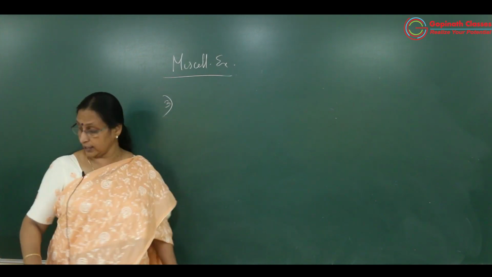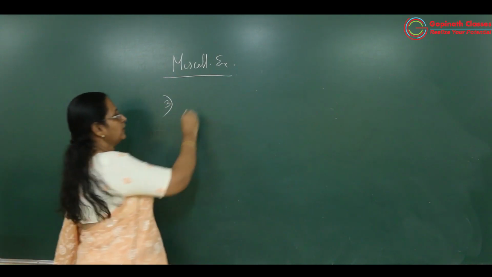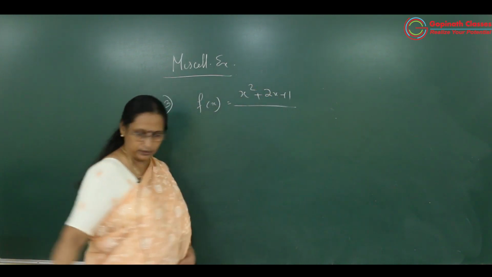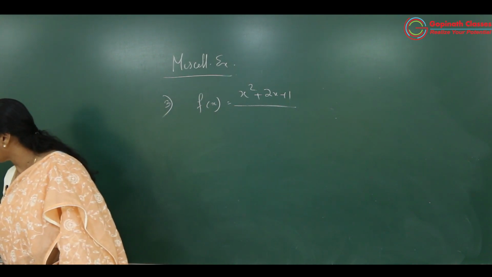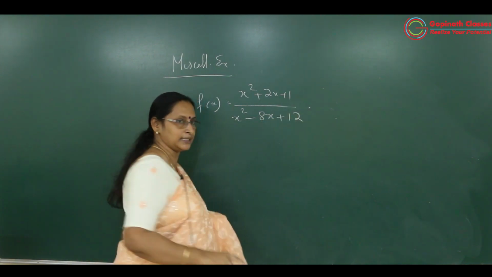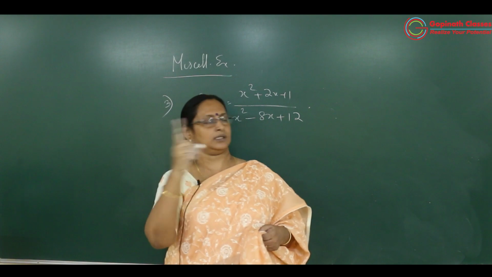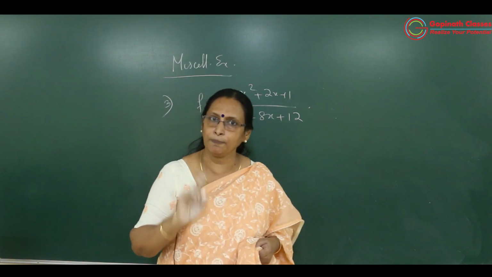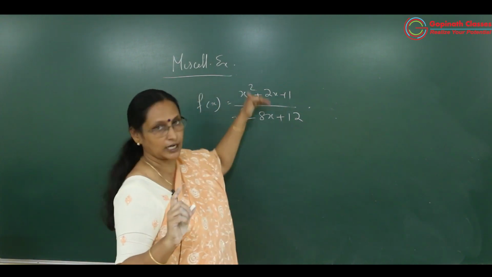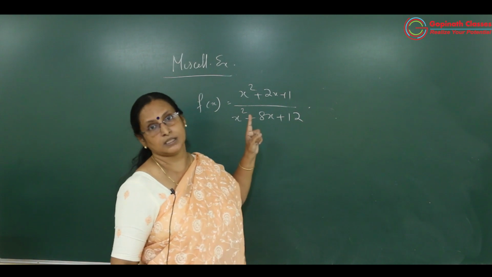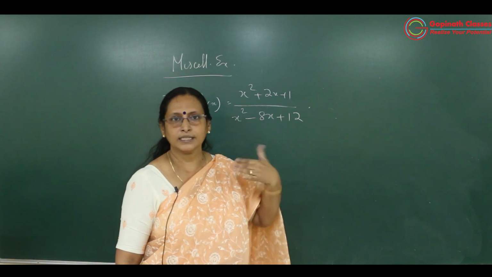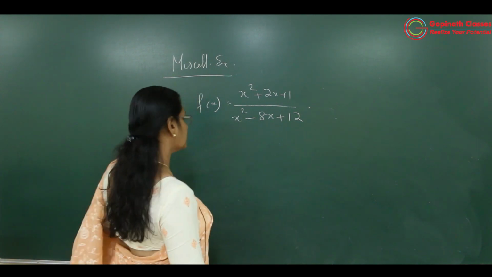Third question is find the domain of f(x) is equal to (x squared plus 2x plus 1) upon (x squared minus 8x plus 12). I told you earlier, whatever comes under root has to be positive, so to comment upon range, we take it as greater than or equal to 0. Now whichever comes in fraction form, the denominator cannot be 0. This function is not defined when the denominator is 0. If the denominator is 0, it is not defined.